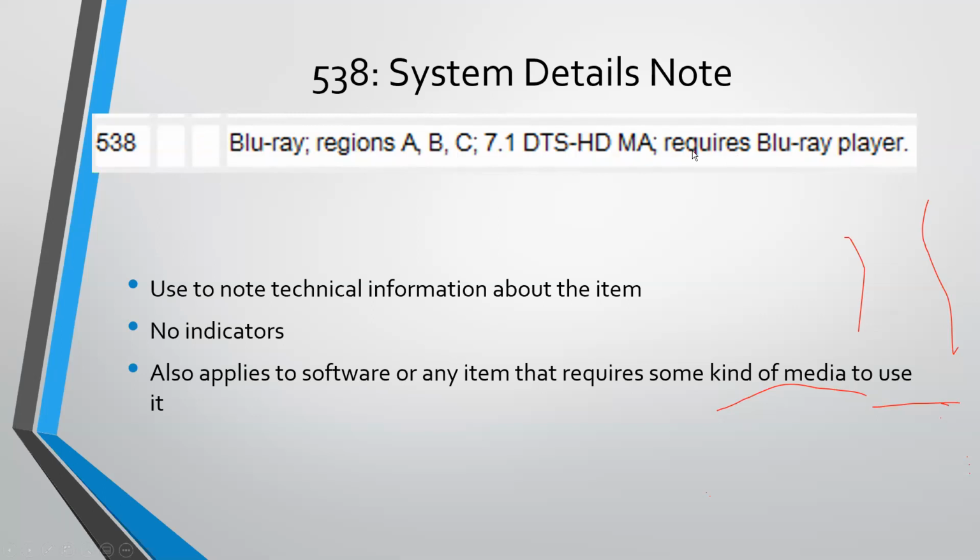So this is also where you want to enter into this field anytime where you need a specific software or a specific piece of equipment to use this item. If you were cataloging video games, you would want to have requires, whatever video game console that it would use, or whatever PC kind of console information that you might need for software.